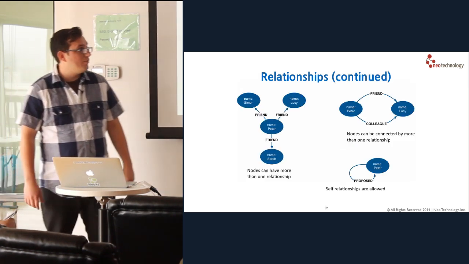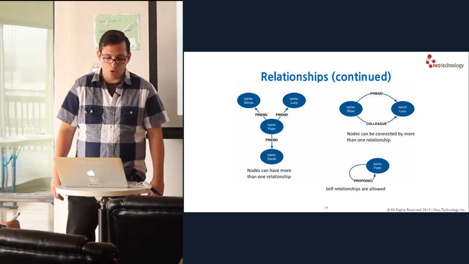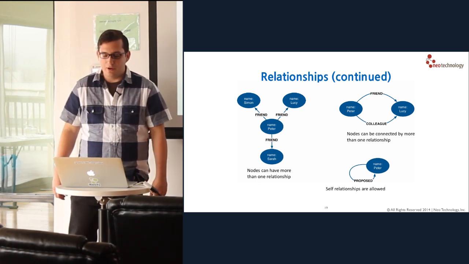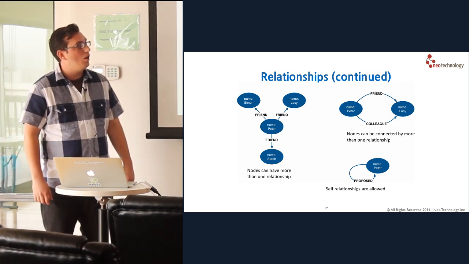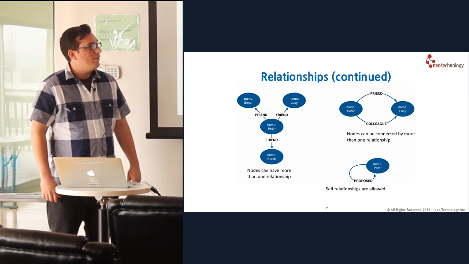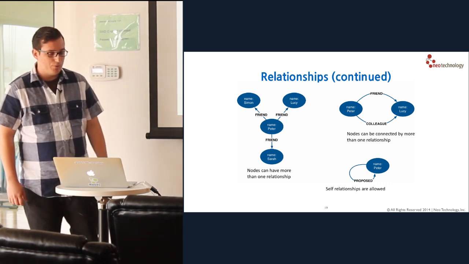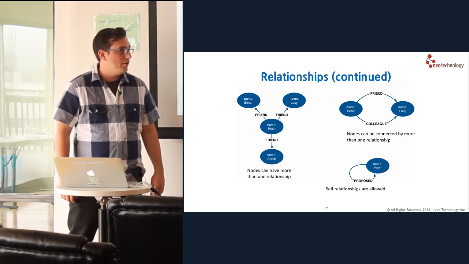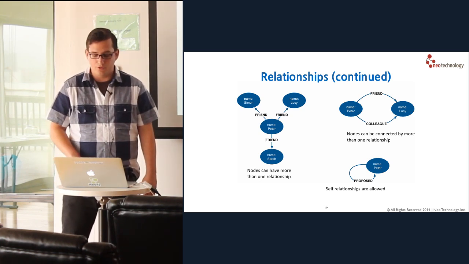Here we have a couple of example graphs. Here we have Peter and his friends, showing that nodes can have more than one relationship. We also have Peter and Lucy. We see that Peter is a friend of Lucy, and we see that Peter is also a colleague of Lucy, articulating that nodes can be connected by more than one relationship. And then self-relationships are also allowed. Here the example is Peter proposed to Peter, or Peter voted for himself, which would be a good example of self-relationships.